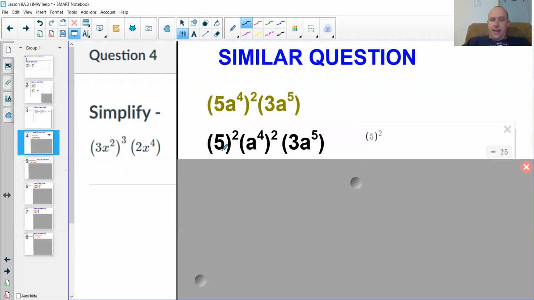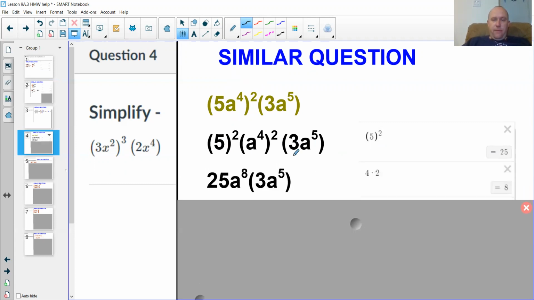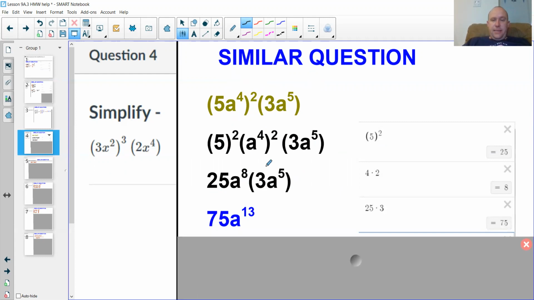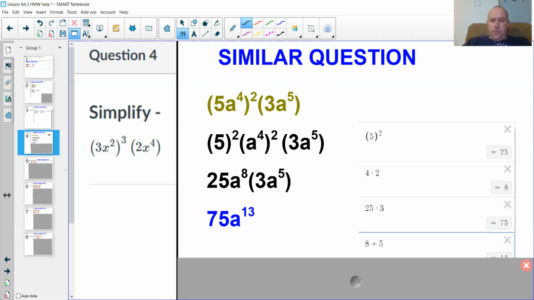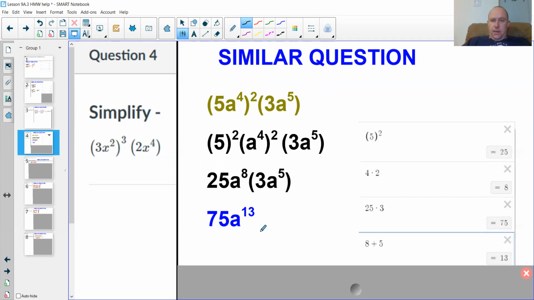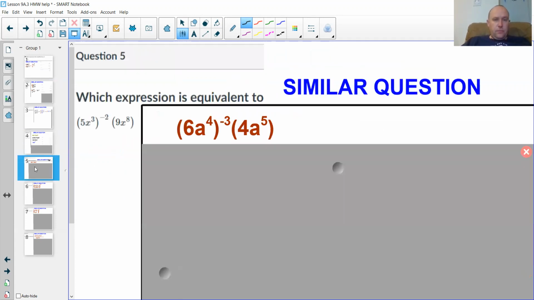So, and I'm just writing it out. So first of all, I'm not even working it out at this stage. 5 squared, you can work that out on the calculator, 25. 4 times 2 is 8, so I got a to the 8. And then I still have to times by this. This doesn't have any power on the outside, so it's just 3a to the power of 5. Now I'm looking for like terms, so 25 times 3, I can certainly work out. And a to the 8 times a to the 5, I can add those exponents together as well, which would be 13. And there we go, there's our answer.